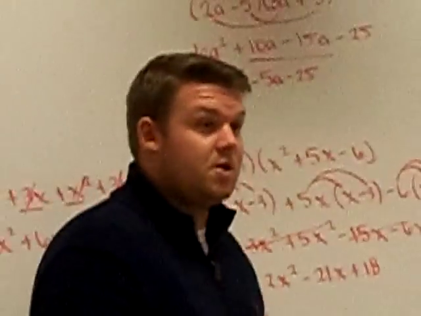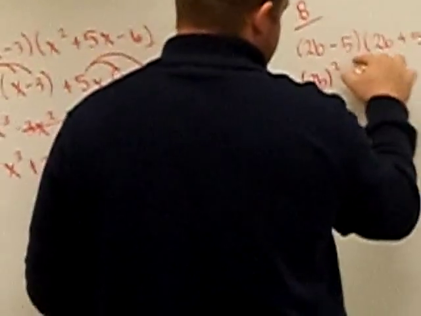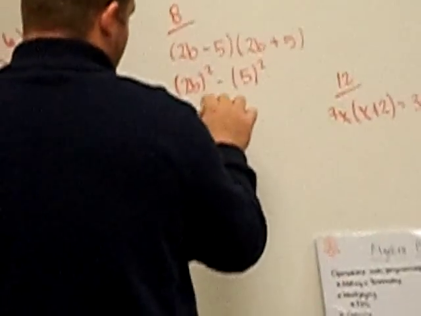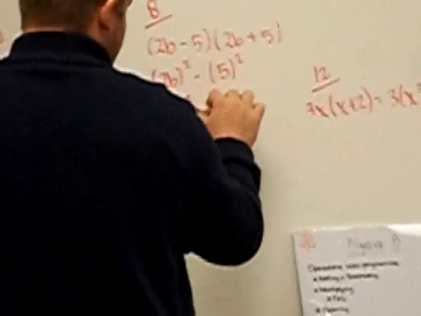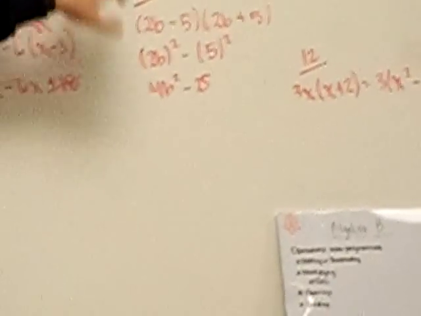Now, why? You have two terms, right? Both of them are the same. You have 2B minus 5, 2B plus 5. So you have a sum and a difference. If the terms are the same and these two are opposite, you take your first term, 2B, square it, subtract the second term squared. So you get 2 squared is 4, B squared is B squared, and then minus 5 squared is 25. Those are the special products. 7 and 8 are two special products.